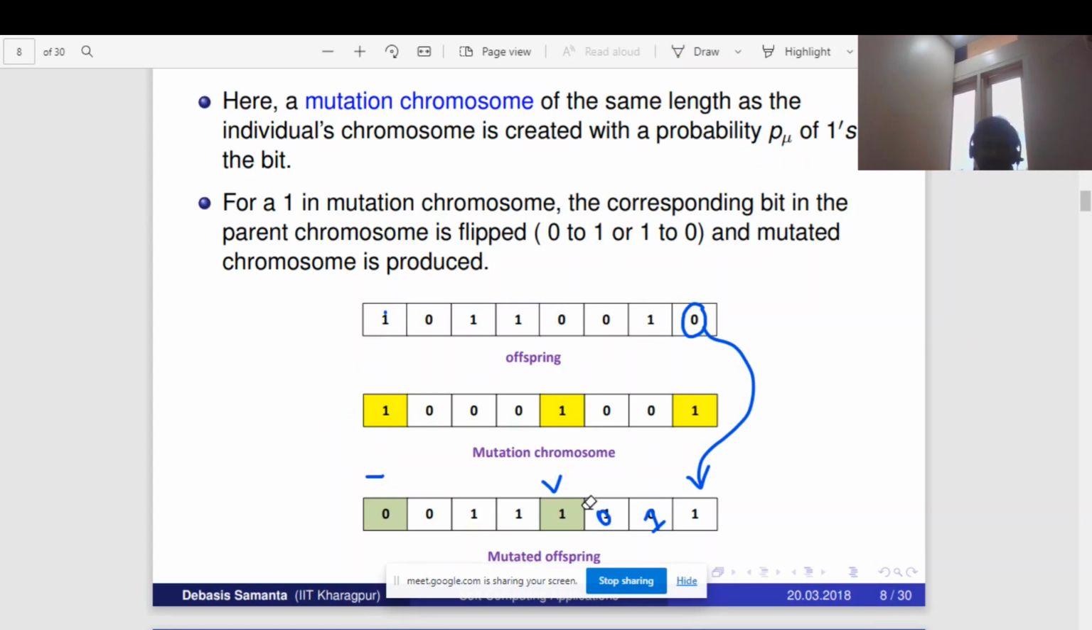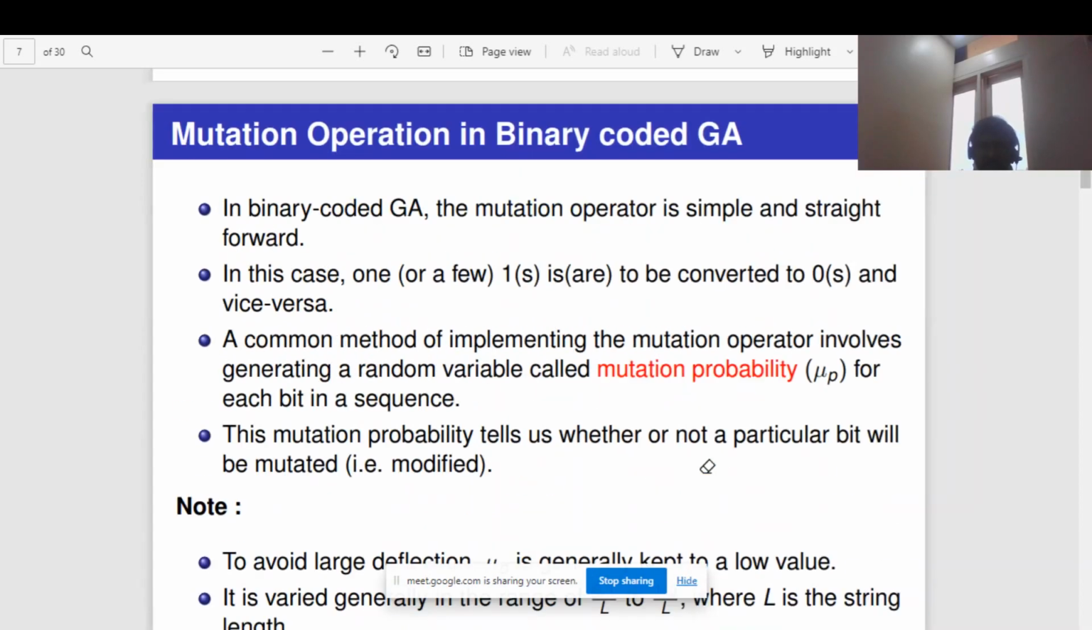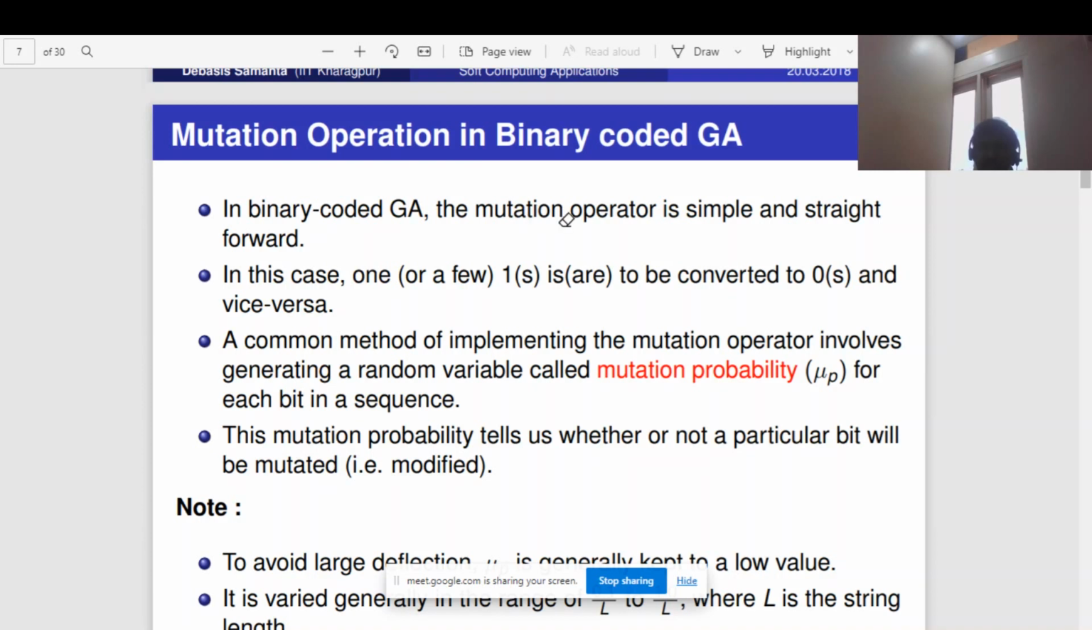Now let us walk through the algorithm. Let us read over it and try to understand what it says. In binary coded GA, the mutation operator is simple and straightforward. In this case, one or a few ones are converted to zeros and vice versa. We convert a few ones to zeros and a few zeros to ones. A common method of implementing the mutation operator involves generating a random variable called mutation probability. Everything depends on this mutation probability, so for every bit we have to generate the mutation probability.